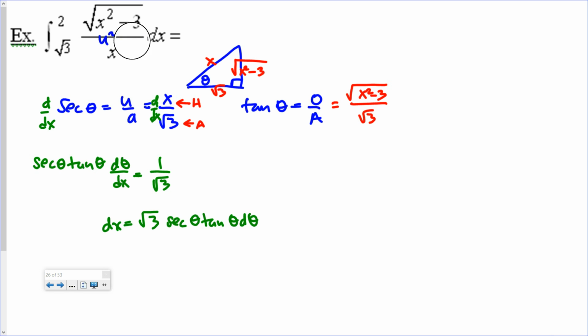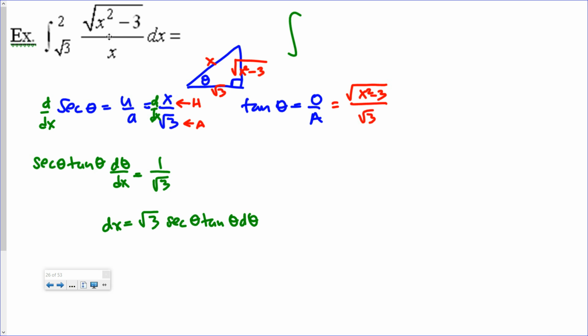What I'm going to do is use my legend to fill in every part of this integral, like replace all the x's with thetas. But it's not a simple replacement because x isn't equal to theta. As a matter of fact, here I can see that x is actually equal to the square root of 3 times secant theta if I cross multiply here.